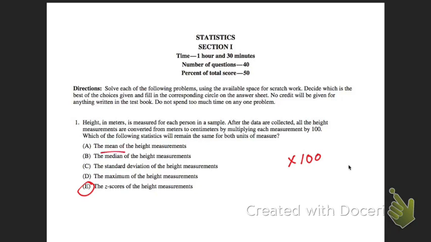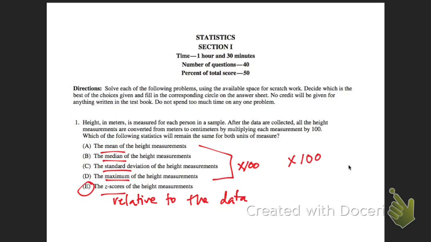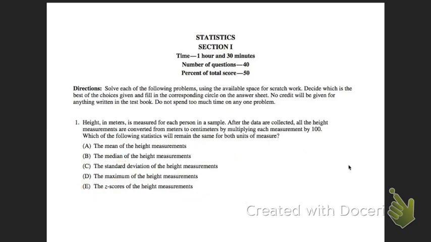So the mean gets multiplied by 100. The median is the same. Standard deviation and max, all 4 of these will get multiplied by 100 because standard deviation is not affected by adding and subtracting, but it is affected by multiplying. Z-score is not affected because it is relative to the data. So if everything gets multiplied by 100, your position amongst everyone else does not change because everyone got multiplied by 100. So the answer would be E for number 1.